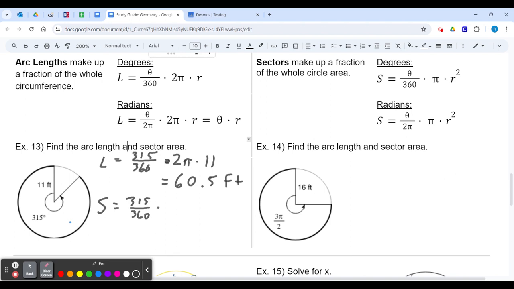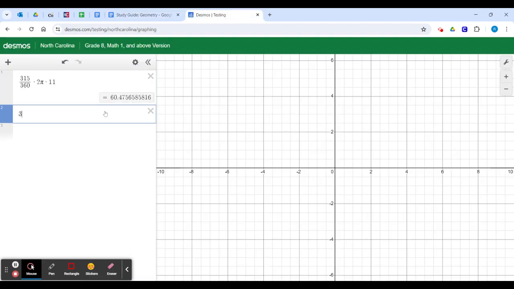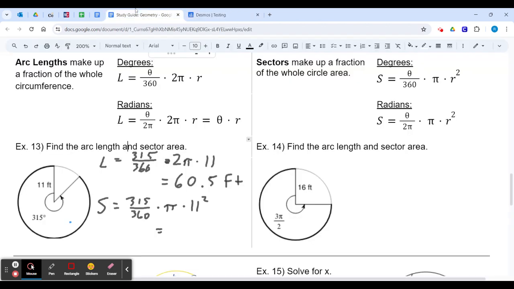If I'm finding the sector area, however, I can use that same fraction setup, 315 over 360. But this time I'm going to multiply by pi r squared, so pi times 11 squared, and that should give me the sector area. If I type that into Desmos, 315 over 360 times pi times 11 squared, we get 332.6, and that will be in feet squared.